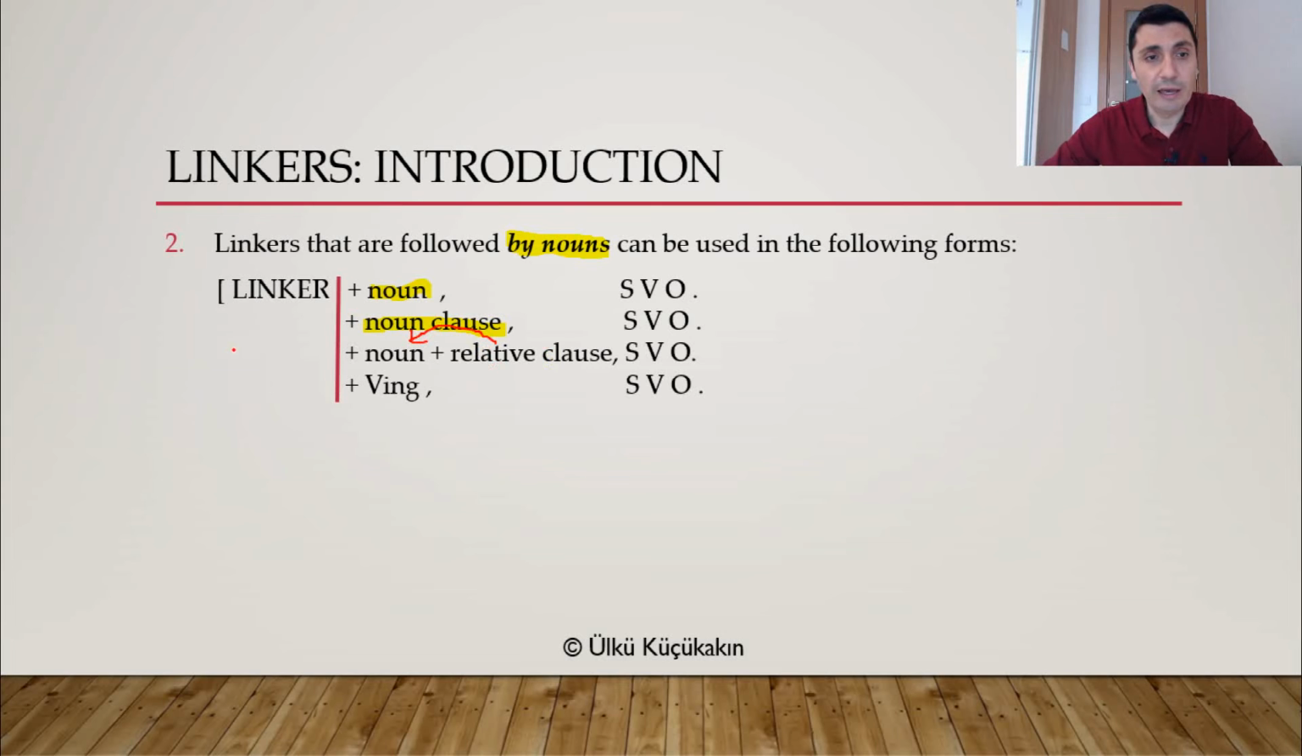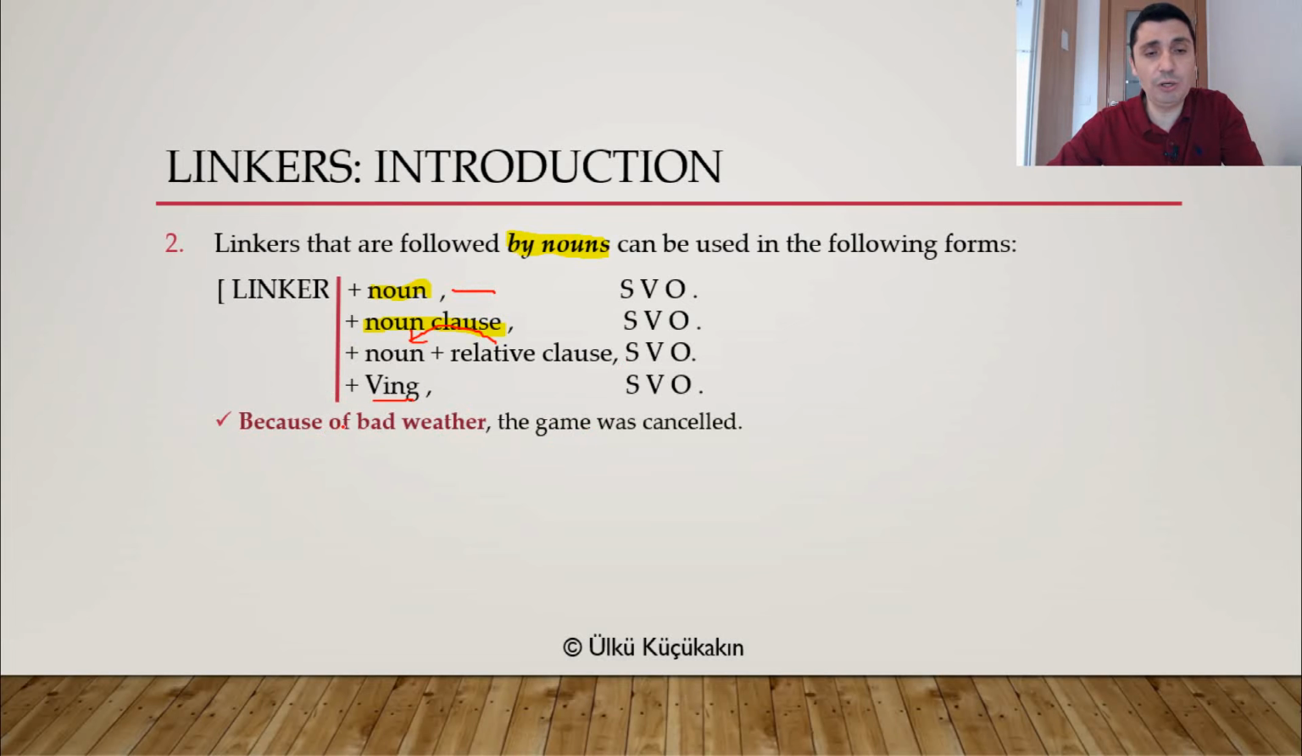That's it. And finally, you can have linker plus verb ing. Why? Verb ing, or gerund, is a noun itself. All right, so nouns can come in 4 different ways. It doesn't matter. These are all nouns. I will give you examples right now. First one, because of bad weather, the game was cancelled. So it's the example to this one.